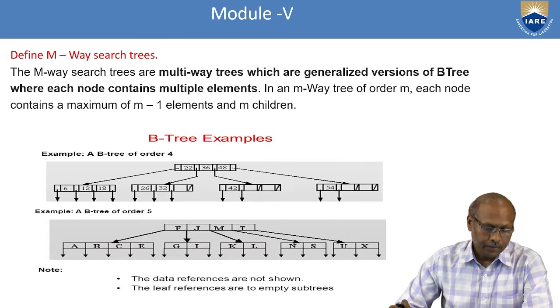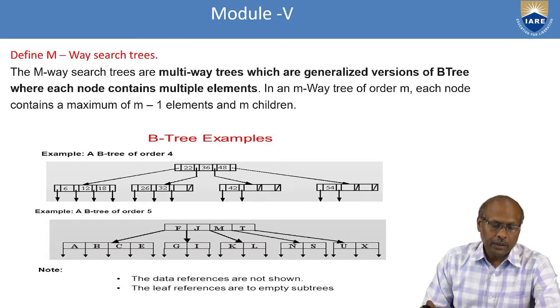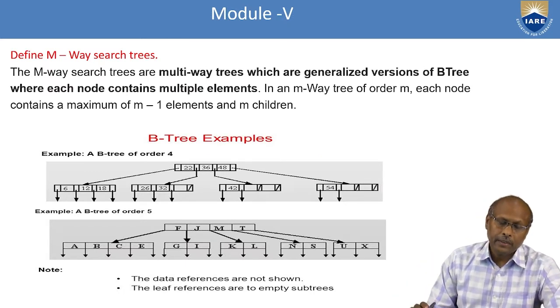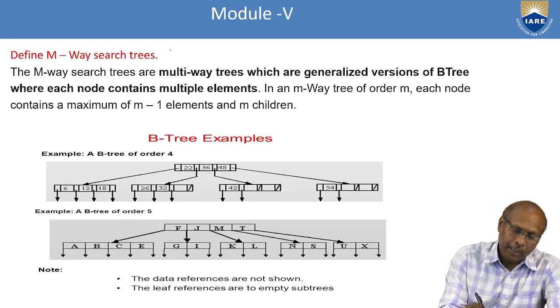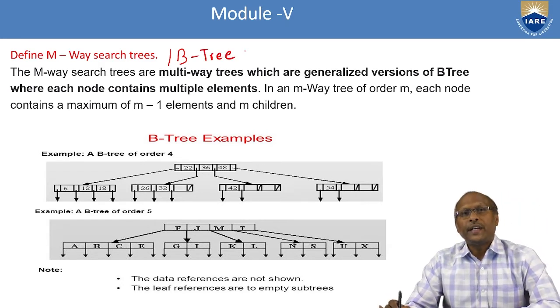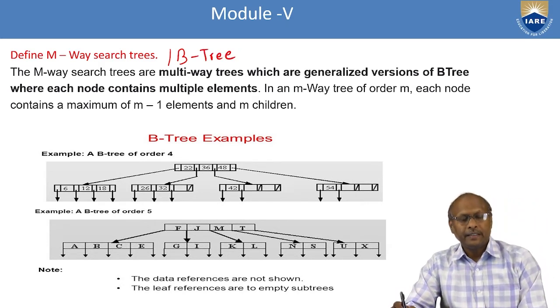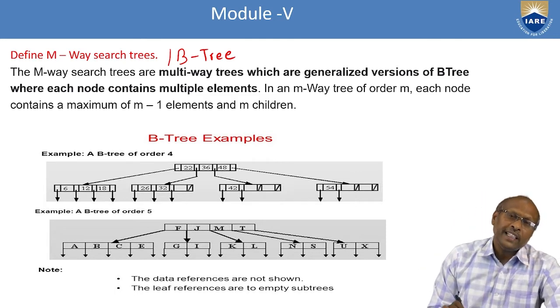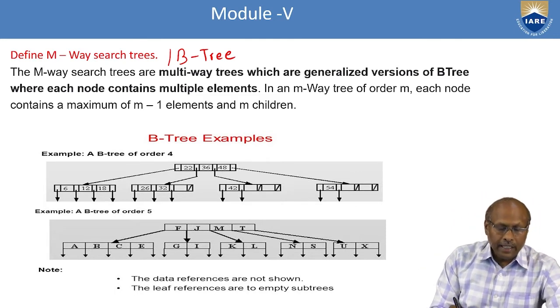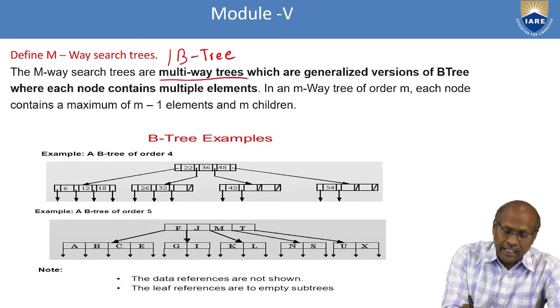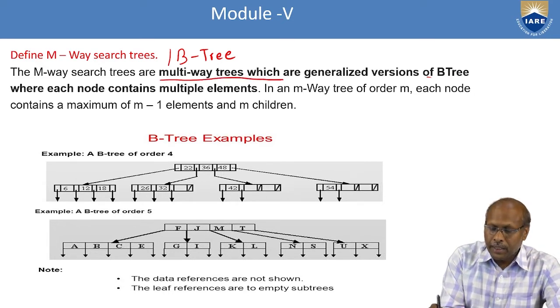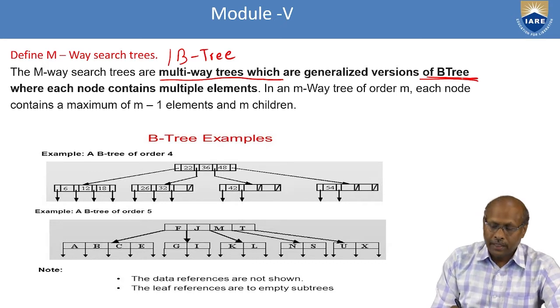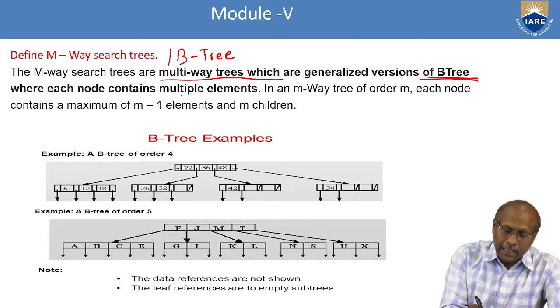Next, they may ask what is an M-way tree. Remember, sometimes they may ask M-way tree or sometimes they ask B tree also. Both are the same. The B tree is also known as M-way tree. B tree means what? The balanced tree. Similarly, M-way tree means also one type of B tree, but with M-way searching. The name indicates what? M-way search tree. The M-way search tree, or a multi-way tree, is a generalized version of B tree where each node contains multiple elements.